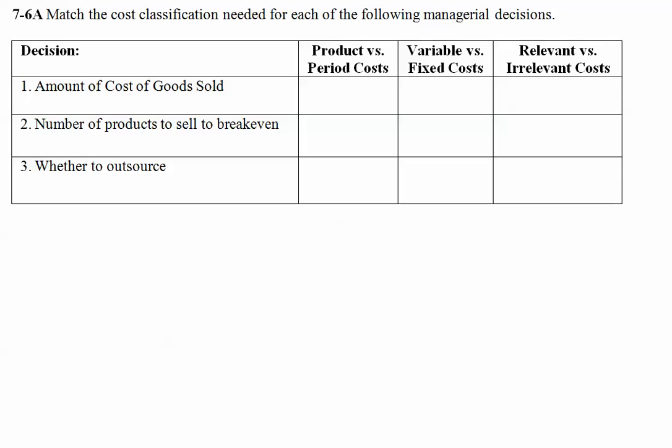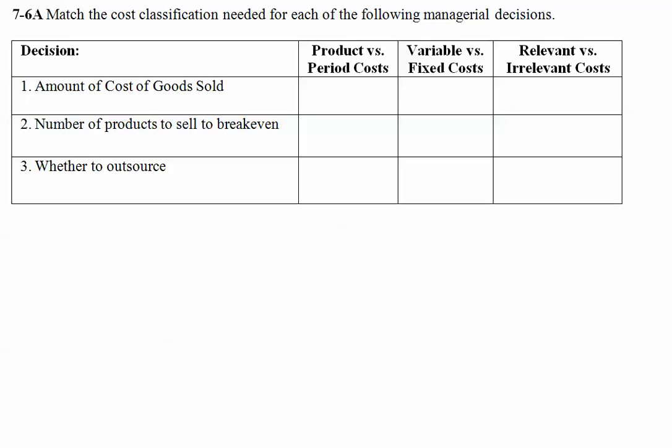Let's look at the different decisions that management makes and what is the proper cost classification that needs to be done in order to make a good decision. In this first one, the decision is to determine the amount of cost of goods sold.